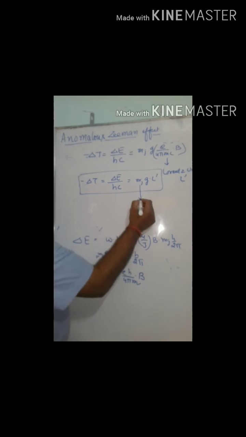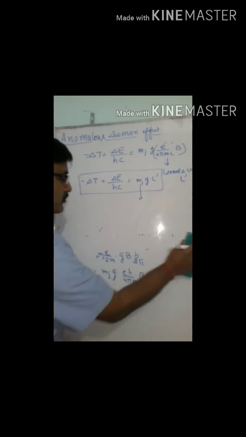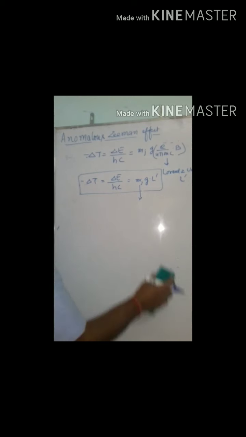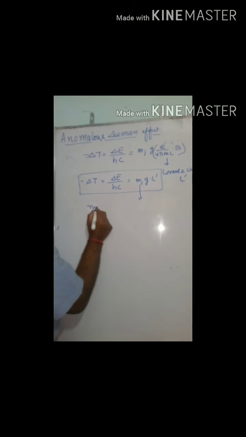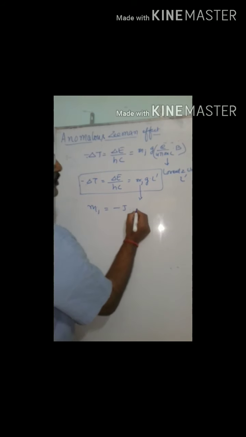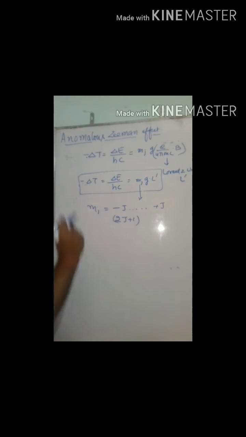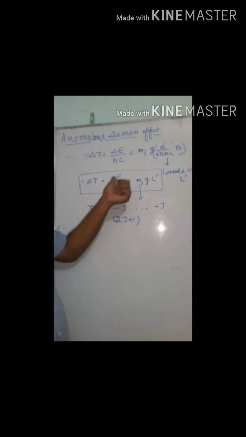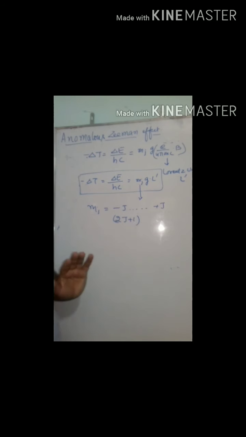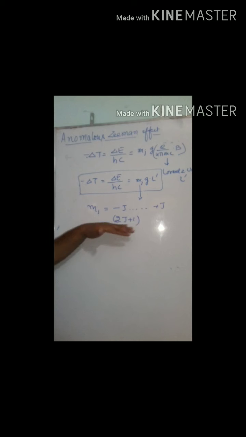Now this mj takes the values from minus j to plus j. In total, how many values? 2j plus 1 values. So the single orbital has been divided into 2j plus 1 values depending on the value of j.